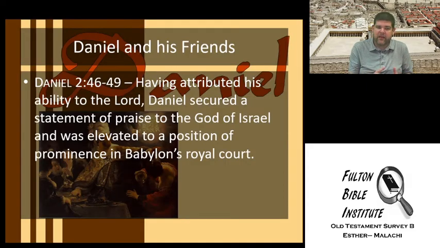Then after Daniel tells Nebuchadnezzar what his dream was and what it means, verses 26 through 49, having attributed his ability to the Lord, Daniel secured a statement of praise to the God of Israel and was elevated to a position of prominence in Babylon's royal court. So Daniel was, again, put even higher up in a better position, because of his ability to tell Nebuchadnezzar what his dream was and interpret it.